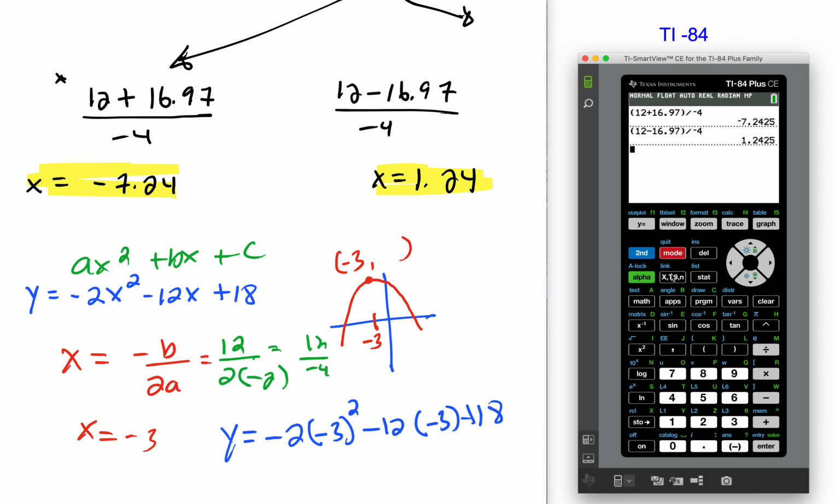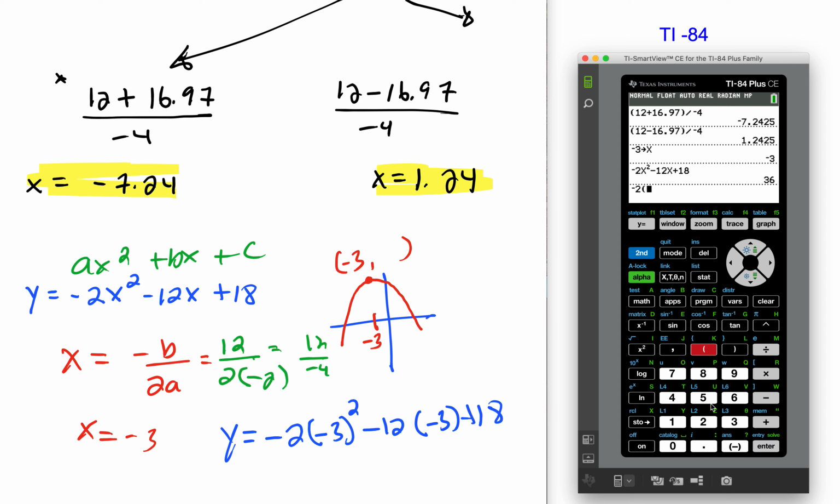Okay, and if you are worried about messing up your signs and stuff, we could store x as negative 3. I can go negative 3, store as x, and I could type that in just like I see it. So negative 2x to the power of 2 minus 12x plus 18, 36.